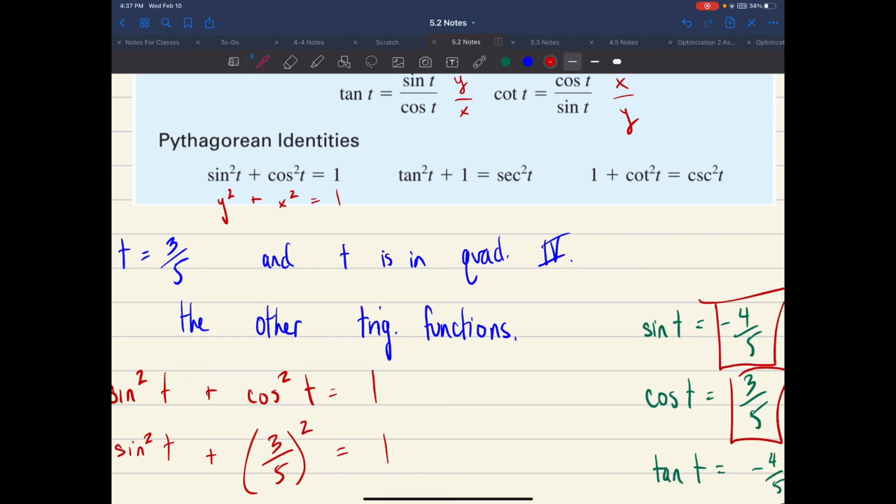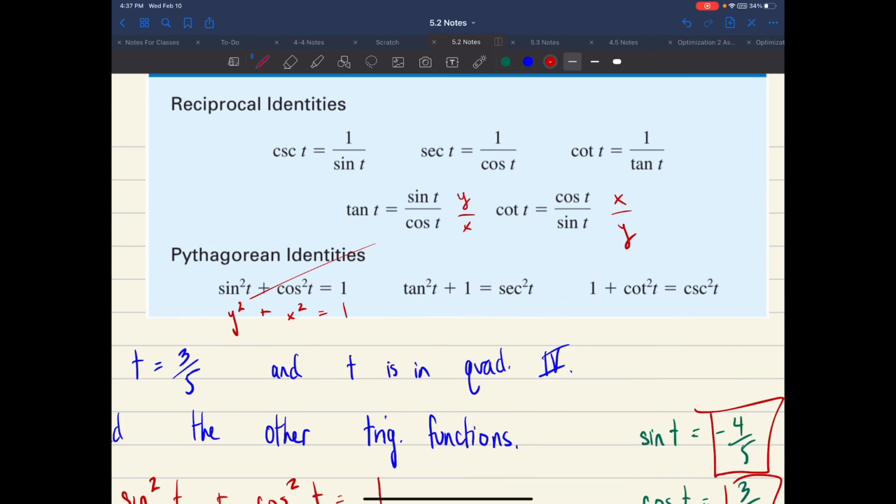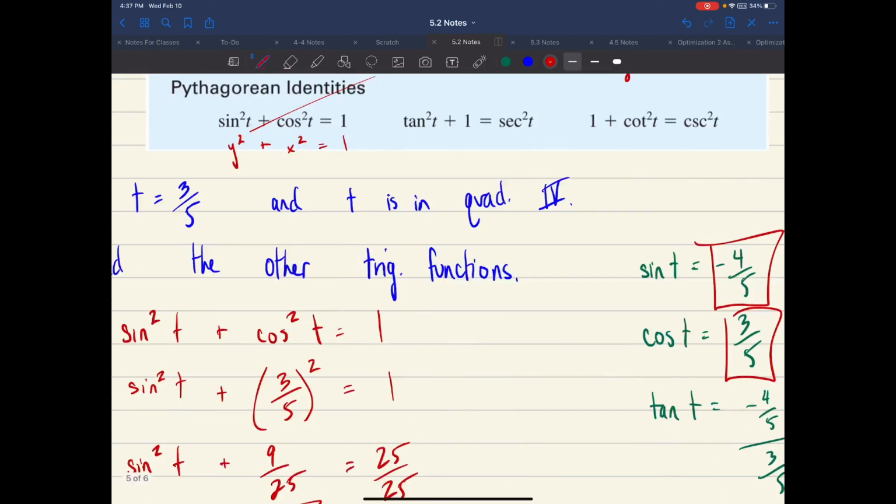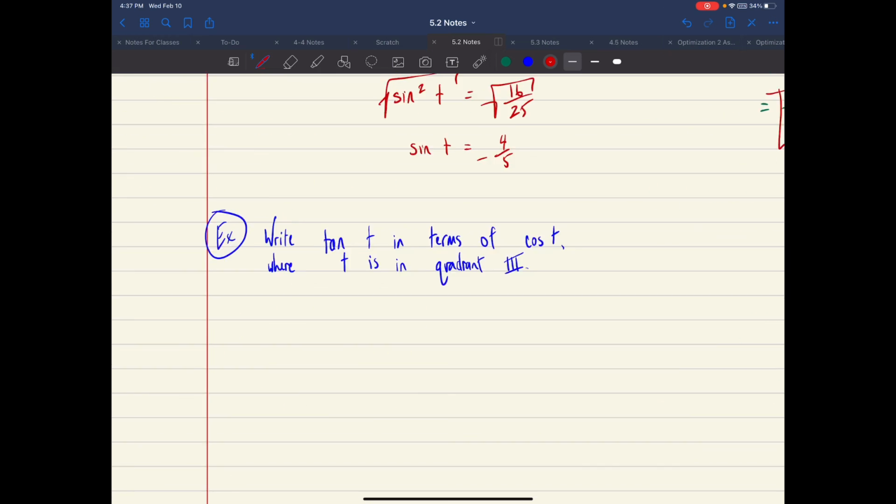So it's not the first one, which has sine squared plus cosine squared equals 1. It's not that one. If we look at the second one, tangent squared t plus 1 equals secant squared t. It doesn't look like it's that one. But what's the reciprocal of secant? And if you go to the box above, the reciprocal of secant is 1 over cosine. So it is actually this middle one we're using. So I'm going to copy that and bring it down here. So tangent squared t plus 1 equals secant squared t.